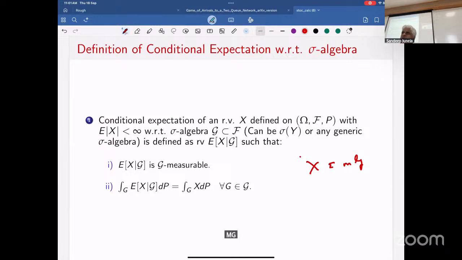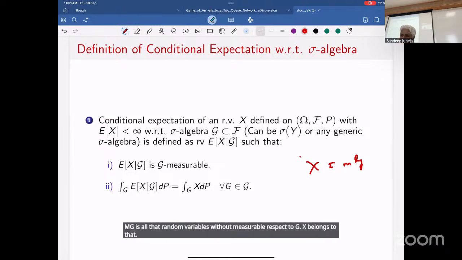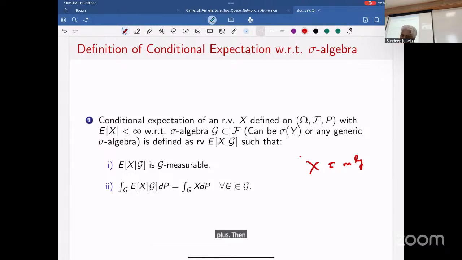Mg is all the random variables measurable with respect to G. X belongs to that class. Then what do you think E of X given G is? Can you think of an answer for this? Suppose X is G measurable. Then what is the conditional expectation of X given G? Just expectation of X.